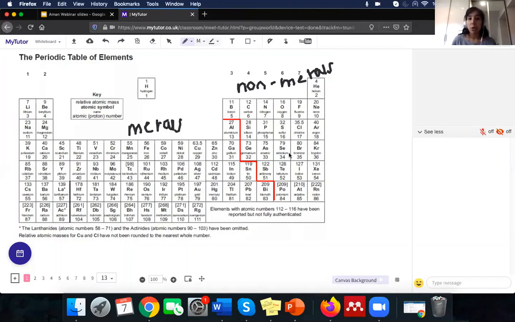So we're dealing with non-metals, and the other thing to mention is that hydrogen is a non-metal. Even though it's not on this side, it has lots of different properties, so it's put in the middle of the periodic table. But remember, it is also a non-metal.